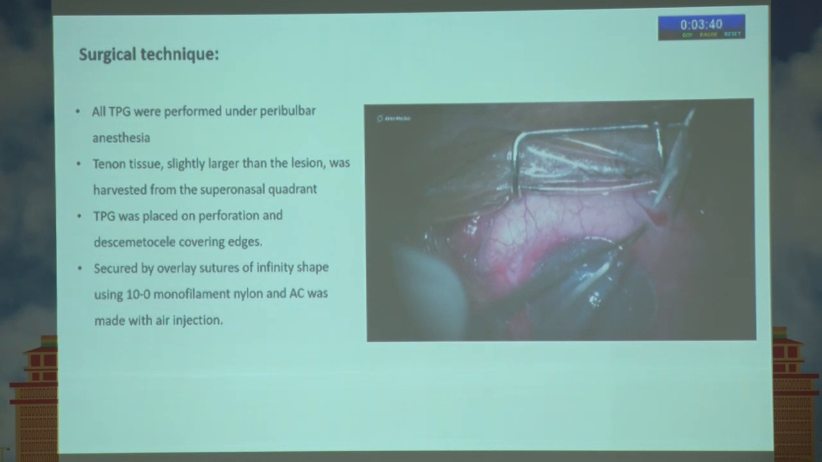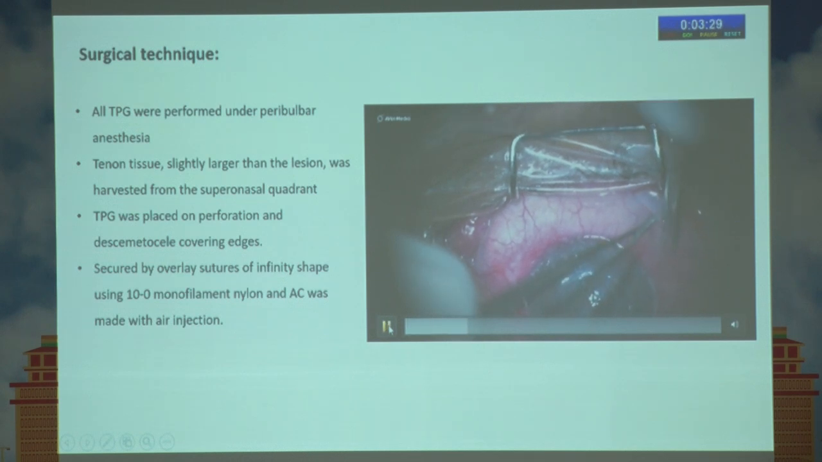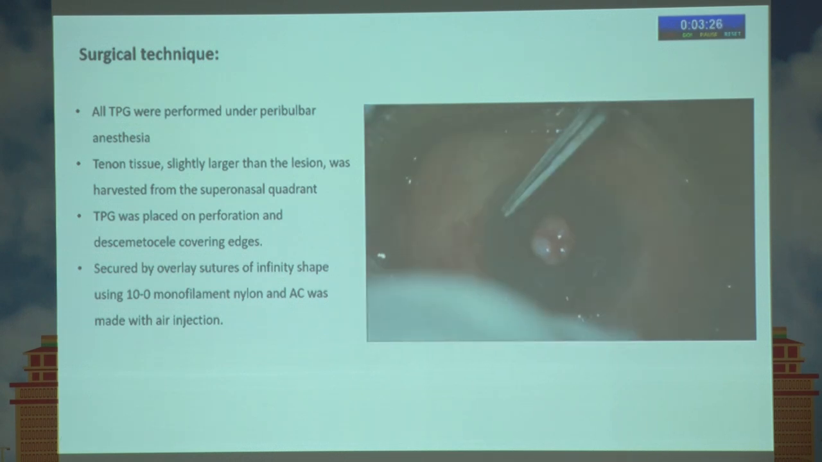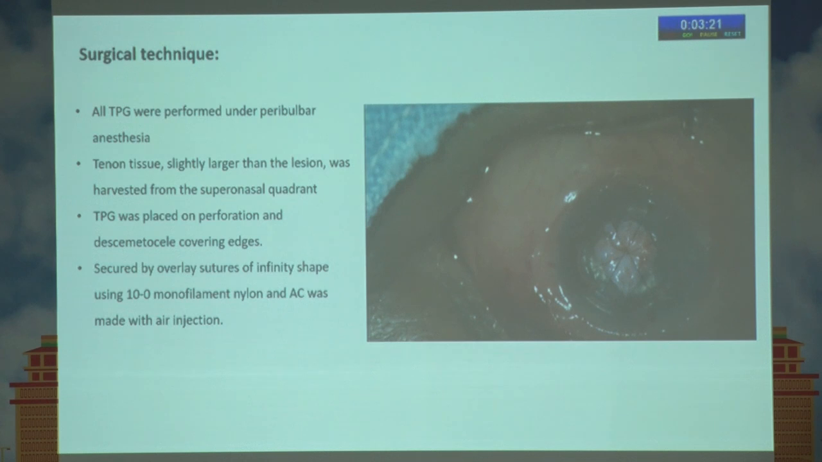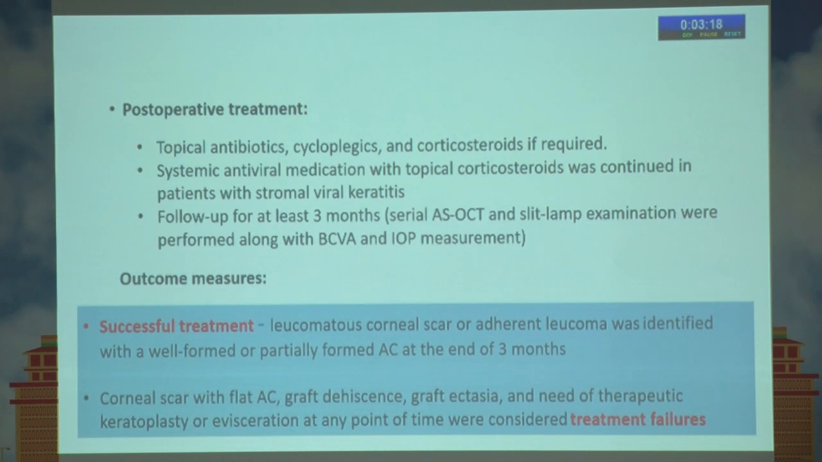All the surgeries were done under peribulbar anesthesia. First of all, we removed the debris, and then Tenon's tissue was harvested from the superior nasal quadrant and placed on the perforation and descemetocele site, covering all its edges and secured with glue, and 10-0 monofilament nylon overlay sutures, or if required, interrupted sutures. In post-operative treatment, we give topical antibiotics to all patients, and corticosteroid and other medication depending upon the underlying etiology. At least 3 months follow-up was done, including ASOCT, BCVA, and IOP measurements.